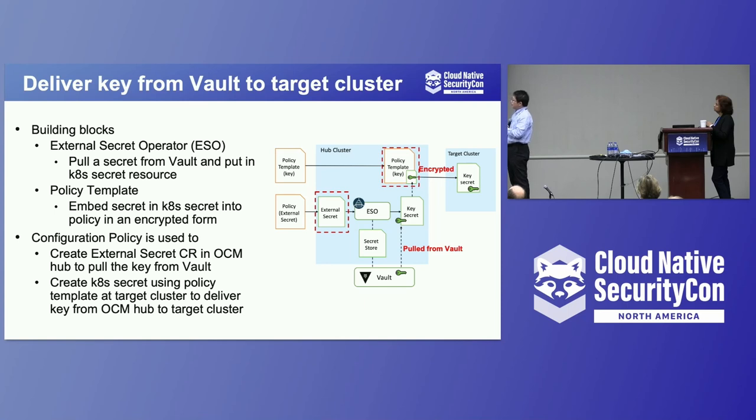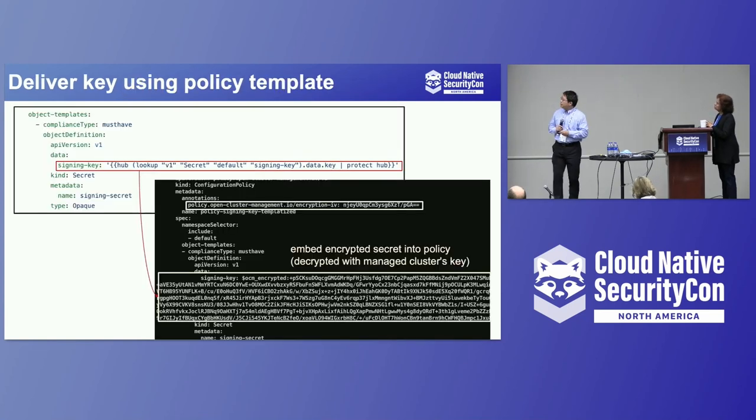So first, two policies. The first one is, of course, the policy template to deliver the secret on the hub to the target cluster. Then the second one is a policy for the external secret. This policy is used to create the external secret on the hub cluster. Then this external secret custom resource is created, and the external secret operator automatically loads the key from the vault to the hub cluster. Then this secret is loaded into the policy template, and delivered in encrypted form. This is an example of the policy template. So this is a policy, and here you can see the template.